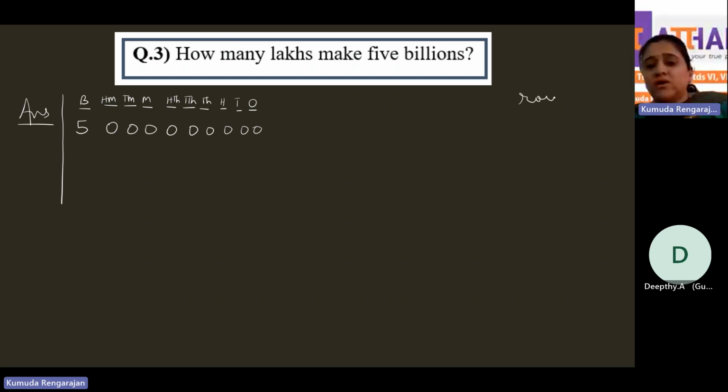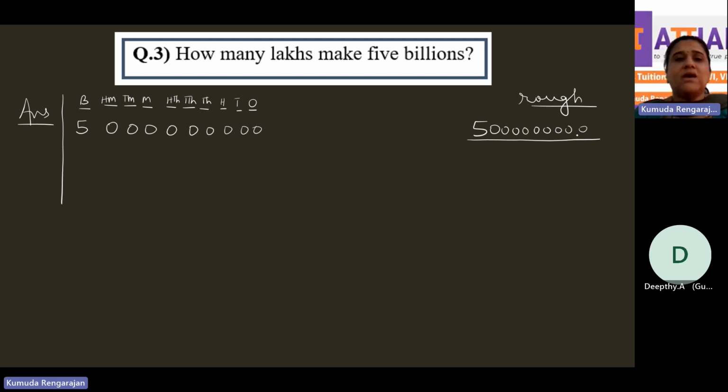So you need to do some rough work. Write down the given number. 5 followed by how many zeros? 1, 2, 3, 1, 2, 3, 1, 2, 3, 9 zeros. Divided by how many lakhs, right? How do you write 1 lakh? 1 followed by 5 zeros, right? 1 lakh is 1 followed by 5 zeros. Now cancel the zeros. 5 zeros in the denominator and 5 zeros in the numerator get cancelled. So what is the remaining now? 50,000. So 50,000 lakhs make 5 billions.